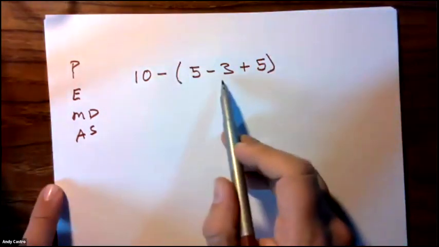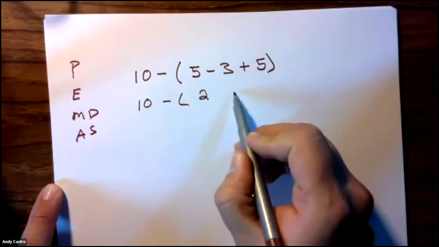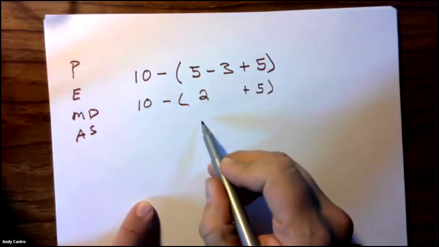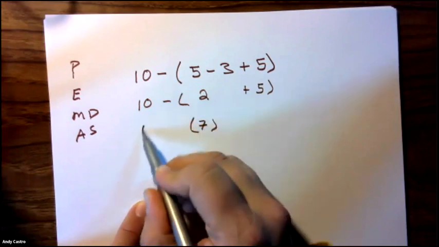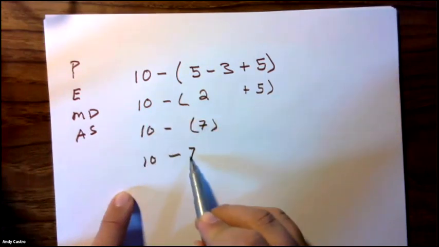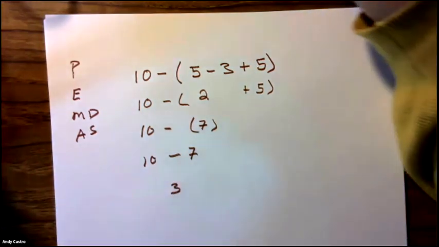So within here, I have a 5 minus 3. That's going to give me a 2, then a plus 5. 5 plus 2 is going to give me 7. Now that I'm down to one number, I don't need my parentheses. 10 minus 7, that is going to give me 3.